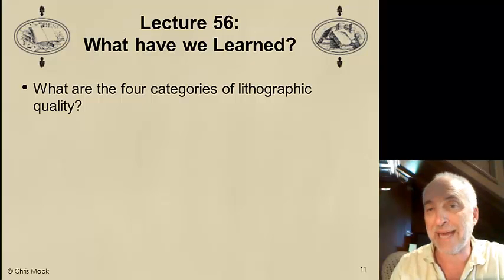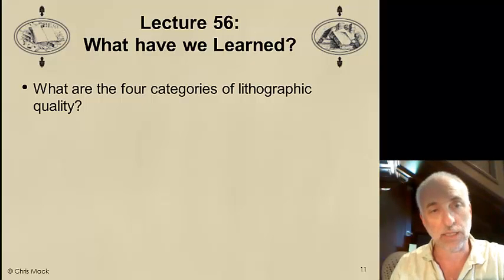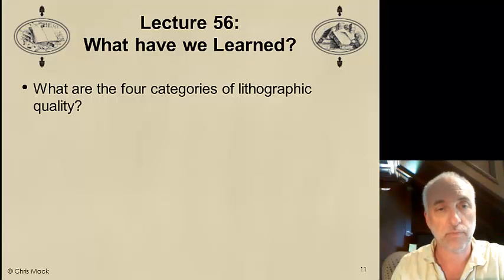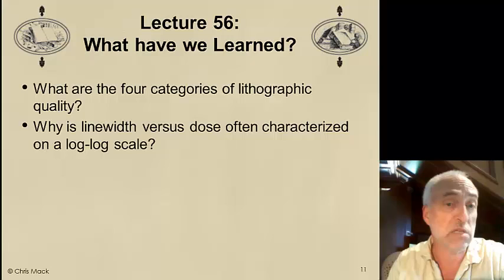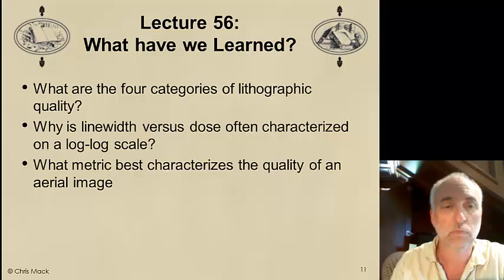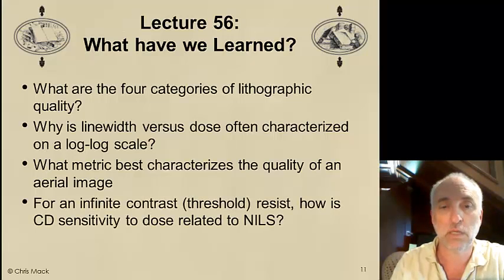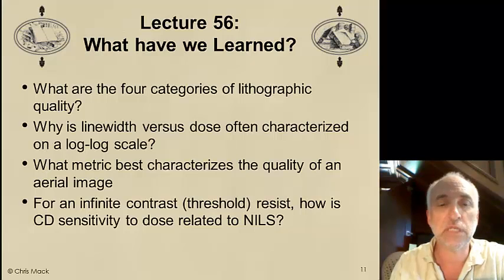What are the 4 categories of lithographic quality that we discussed? Why is line width versus dose often characterized on a log-log scale? What's the advantage of a log-log scale versus a linear scale? What metric best characterizes the quality of an aerial image? And for an infinite contrast or a threshold resist, how is the CD sensitivity to dose related to NILS?